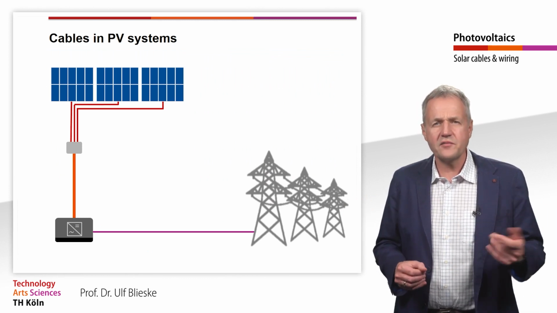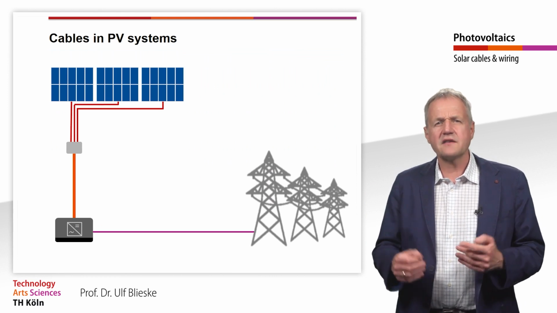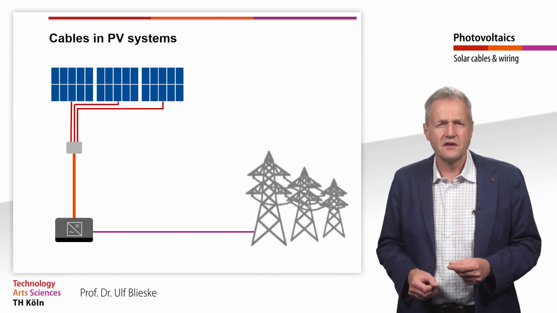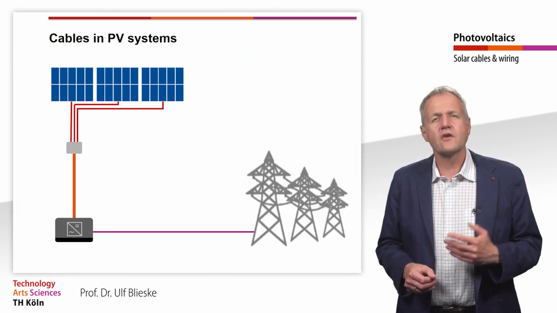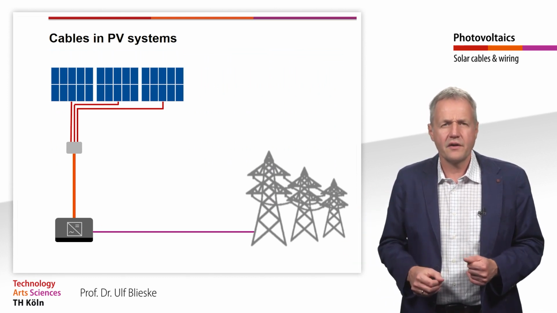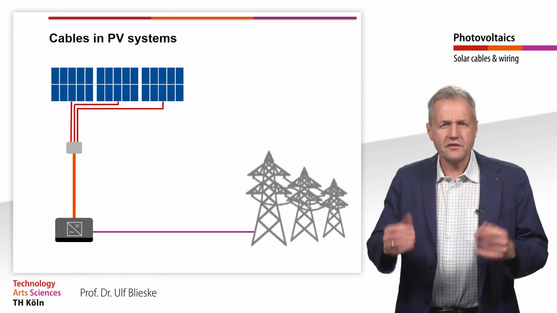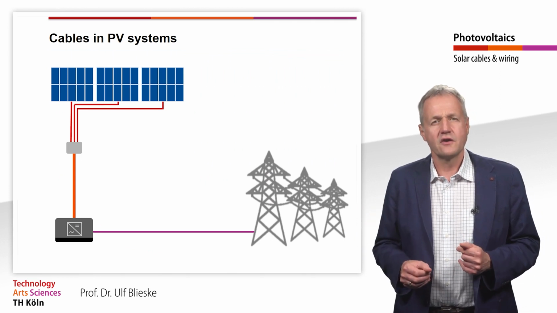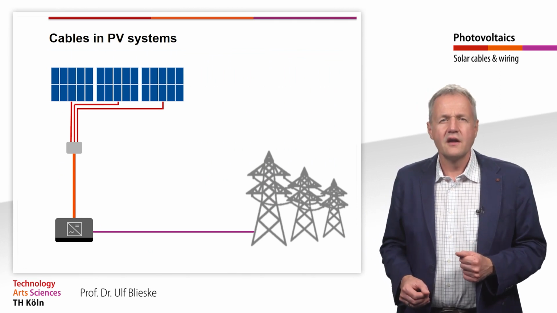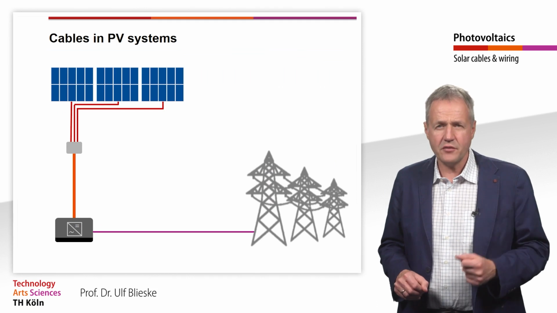Unfortunately, this transport is not completely loss-free, since every cable has a resistance at room temperature. This resistance causes a voltage drop in the cable and a loss of power. In this learning unit, we will look at how these losses can be minimized. First of all, let's see where in the PV system we find which cables.